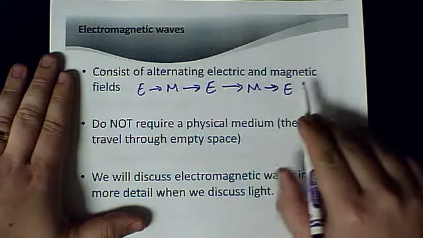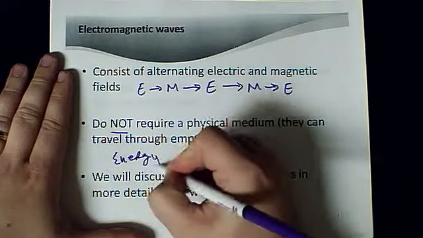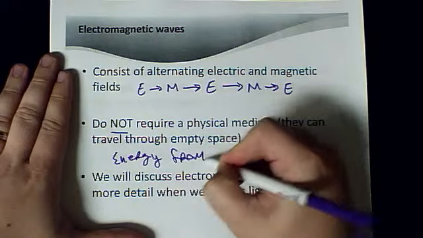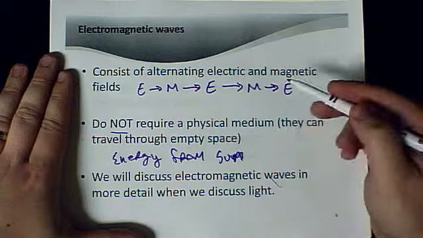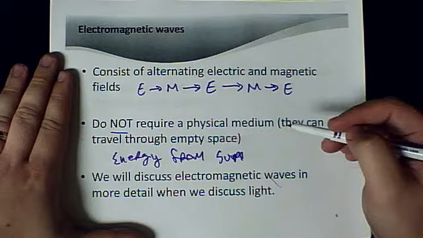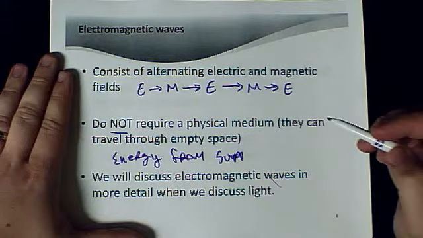They do not require a physical medium. That means they can travel through empty space. That's very advantageous for us because all the energy we get from the sun is electromagnetic. All the energy we get from the sun is electromagnetic. It gets from the sun to the earth by traveling through empty space. It does not have any physical medium to travel through.